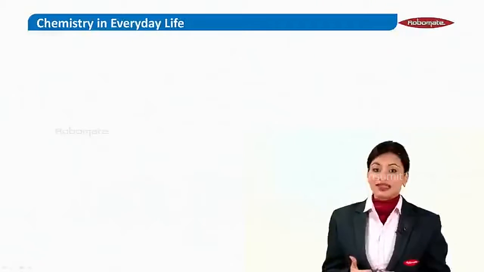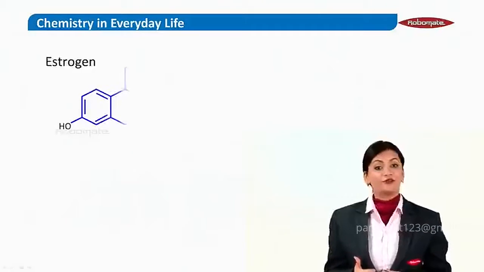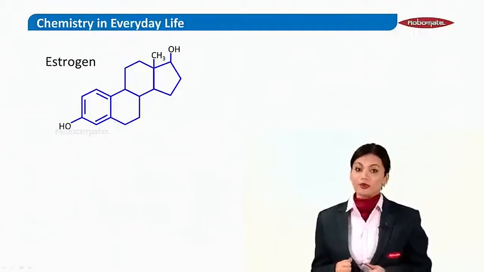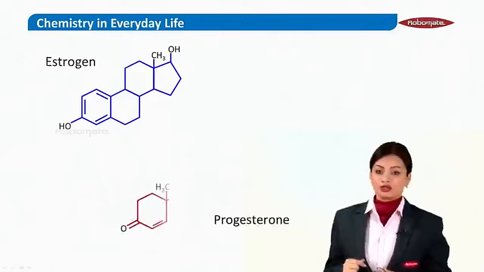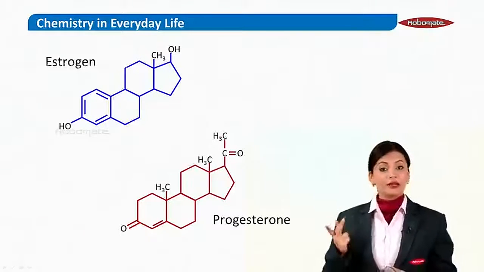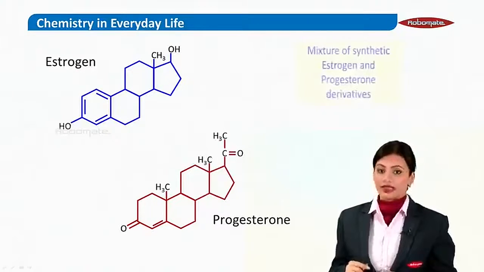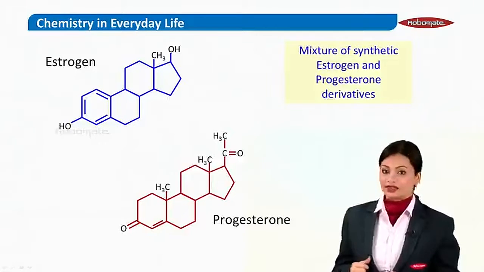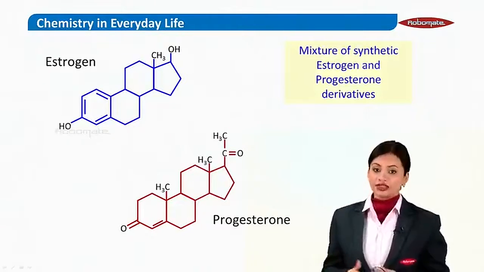So we see that anti-fertility drugs are made from female hormones. The female hormones which they are made from are estrogen and progesterone. They are made from these hormones, which means that the drugs are derivatives of estrogen and progesterone.